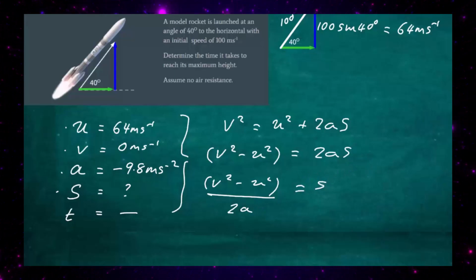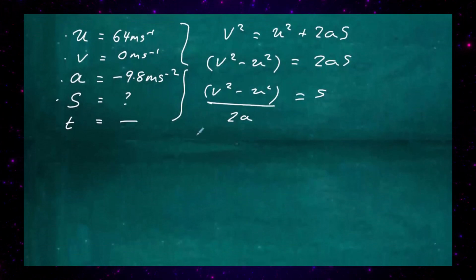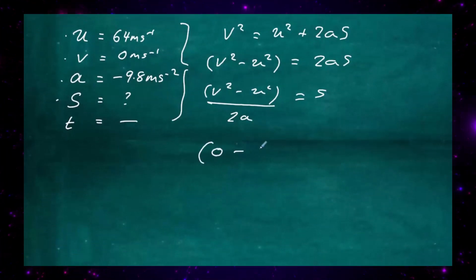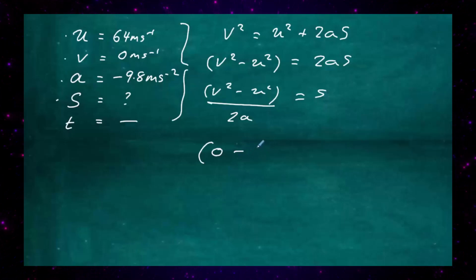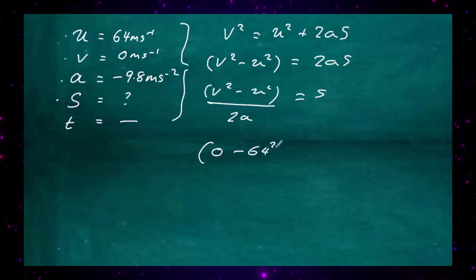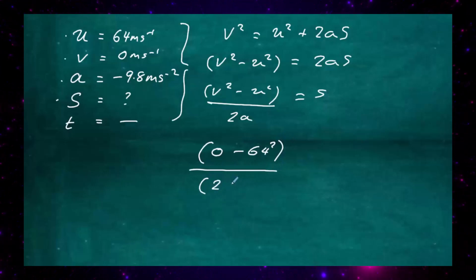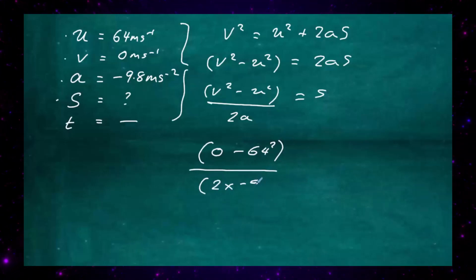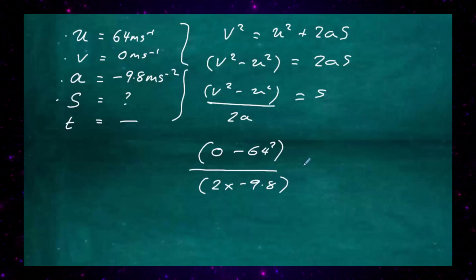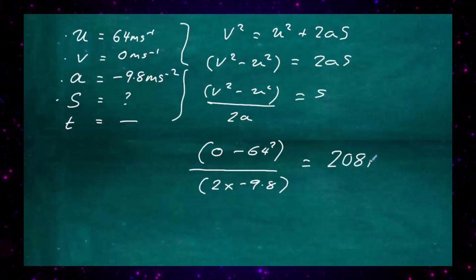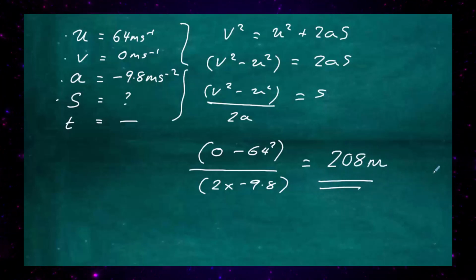So now all I have to do is put in the numbers. The final velocity squared is going to be 0 squared, take away the initial vertical velocity of 64 squared, and divide by 2 times acceleration, 2 times, remember, minus 9.8. If we do that in our calculators, we end up with a value of 208 meters, so that means that the maximum height reached by the rocket is 208 meters.